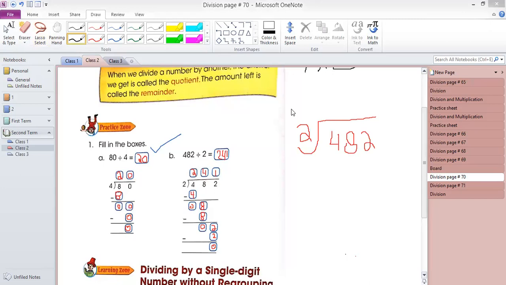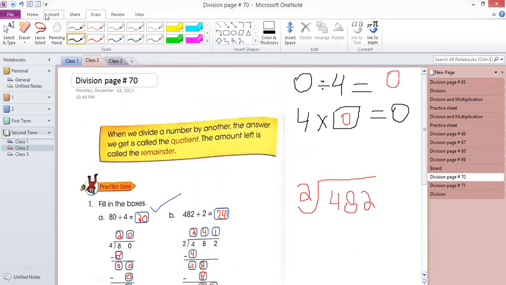8. No. 2. 4 divided by 2 is equal to 2. How? I'll show you.